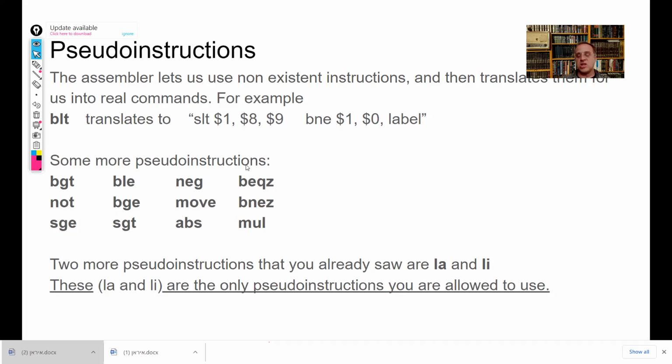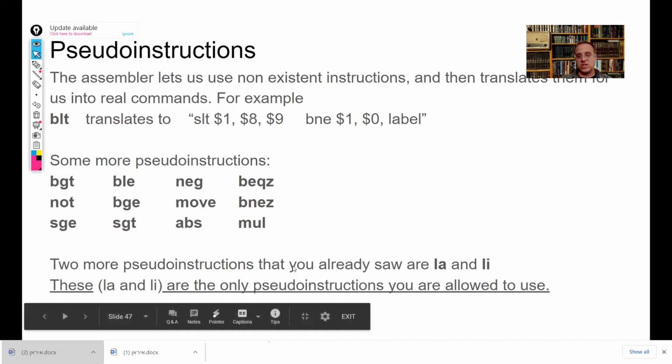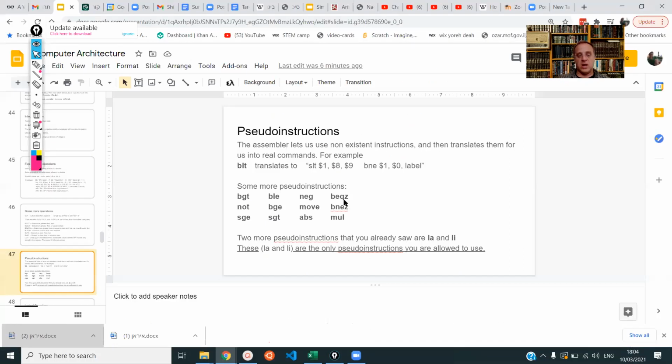Here are some more pseudo instructions that you might be tempted to use, but you're not allowed to use: branch greater than, branch less than or equal, branch greater than or equal to, set on greater than, negative, absolute, which gets the absolute value of a number. Two more pseudo instructions that you saw are LA and LI. These LA and LI are the only pseudo instructions you're allowed to use. All right, that's all you need to know now to do the labs.